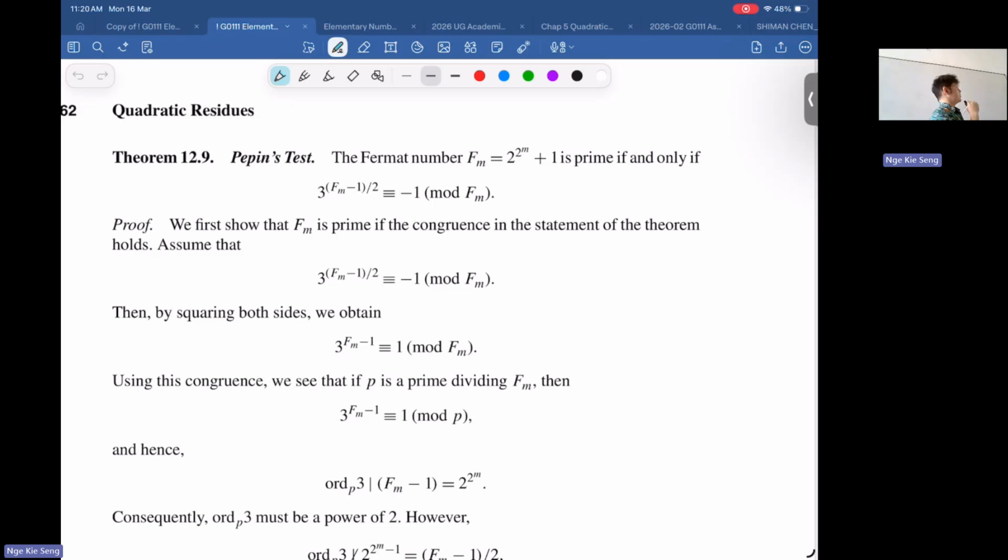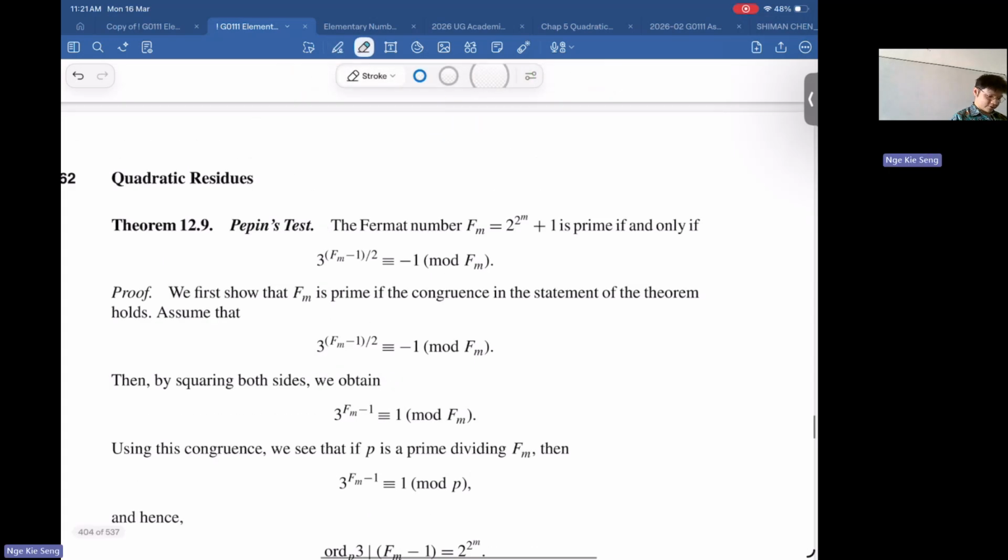So this Fermat number looks like this: 2 to the 2 to the m, plus 1. It is a prime if and only if 3 to the (F_m minus 1) over 2 is congruent to minus 1 mod F_m. Maybe you might think that this Fermat number is very weird. Actually it's not weird based on what you know about prime numbers. For example, if you take m equals 1, what do you see this number as?